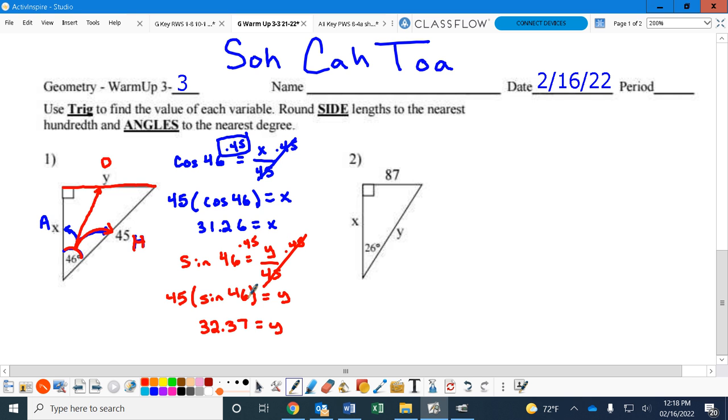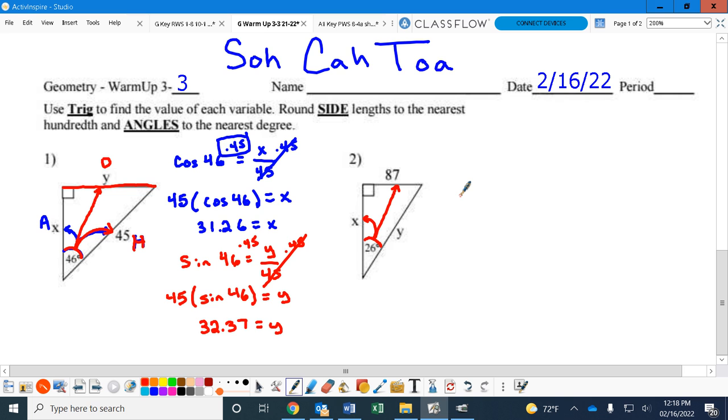Okay. So going over to this one, again, everything starts with the angle. We're going to use the x and the 87. We have to use the one unknown and the one we know. We're not going to use x and y because then we'd have two unknowns. That doesn't work. We need one that we don't know and one that we do. We could pick whichever, right? X or Y.